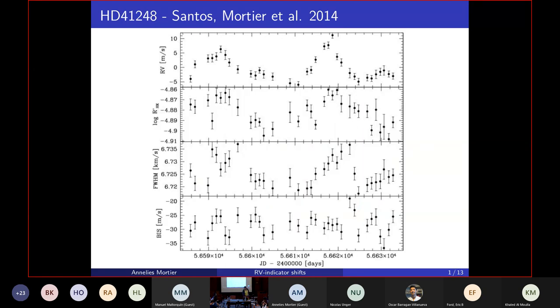We didn't trust that signal because this is the RHK, this is the full width at half max, and the bisector inverse slope, and you can trace out the same signal right there. So we heavily disagreed with that other group, and they have since seen the light that it is activity and not a planet. There are other planets in the system that we think of, but it's just not this one. But what you can also see is that the peak of RHK from the full width at half max is indeed slightly shifted.